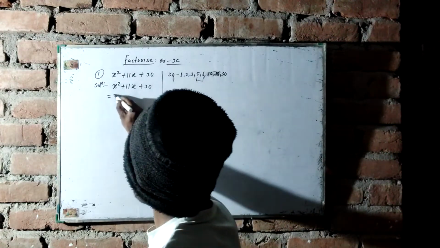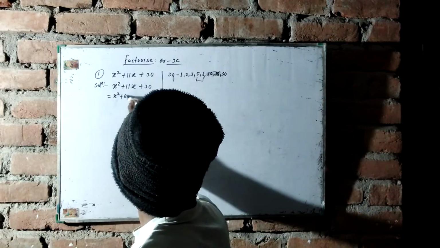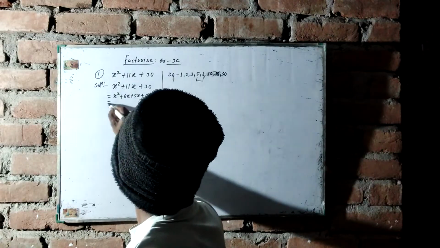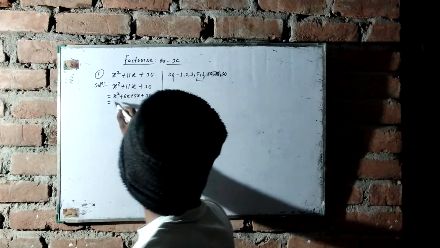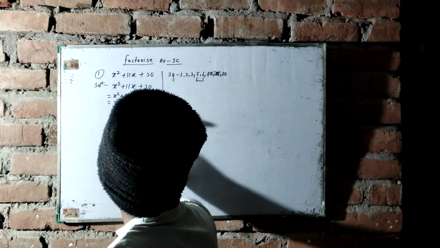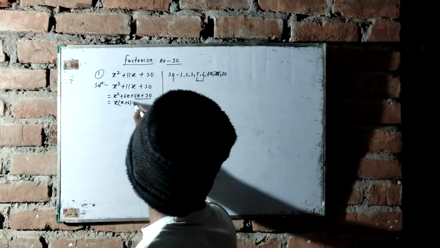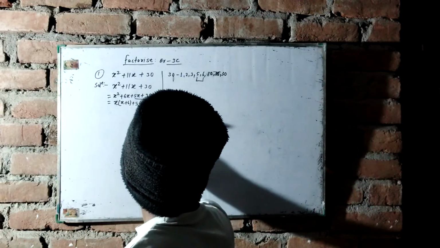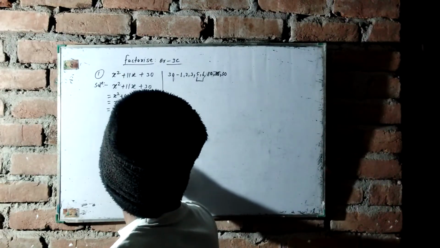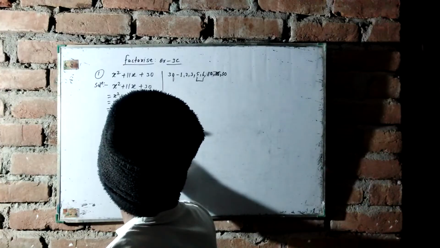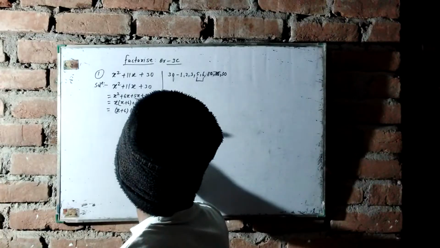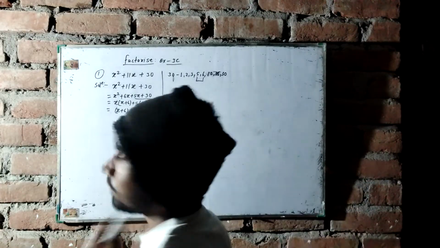So we can write x square plus 6x plus 5x plus 30. Now we can take common x here, x plus 6, and we can take common 5 here, and as a multiple x plus 6. So we can write x plus 6 and as a multiple x plus 5. So this is the required answer.